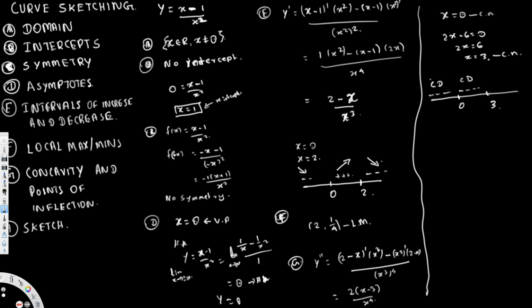On the other hand, we have 3, and if I take values above 3, let's say 4, what's going to happen? 4 minus 3 is going to be 1, and 2 times 1 is going to be a positive number, divided by 4 to the power 4. 4 to the power 4 is a positive number. A positive divided by positive is going to be positive, so it's concave up. Now we have all the information to draw the graph.